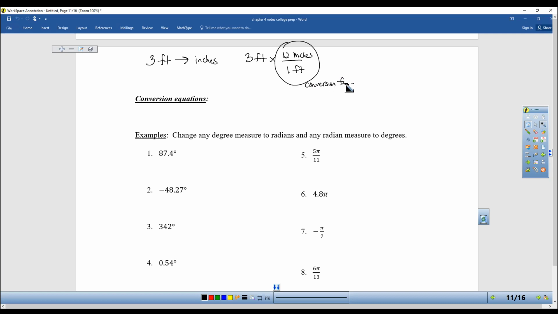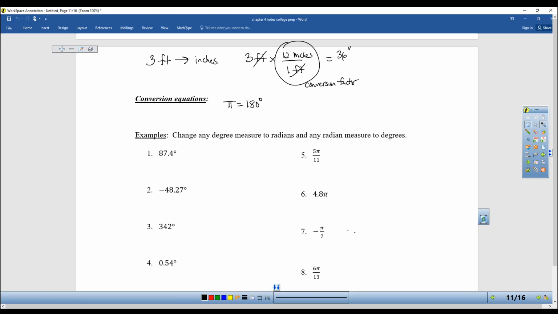Conversion factor. And then the feet cancel, and you get 36. Now the unit is inches. So our conversion factor for degrees and radians is using the fact that pi is equal to 180 degrees.